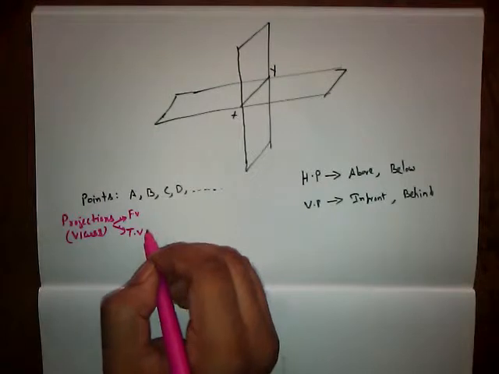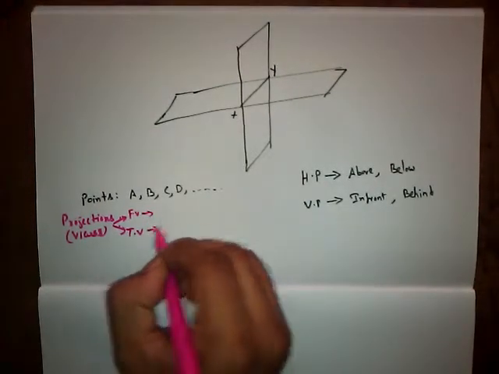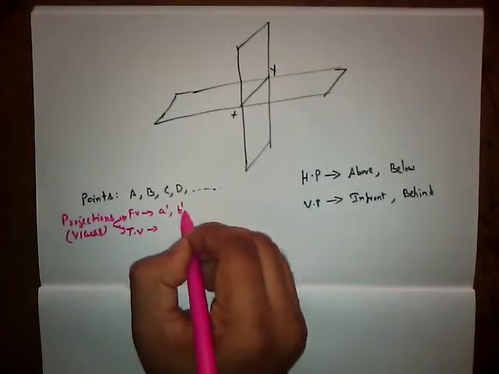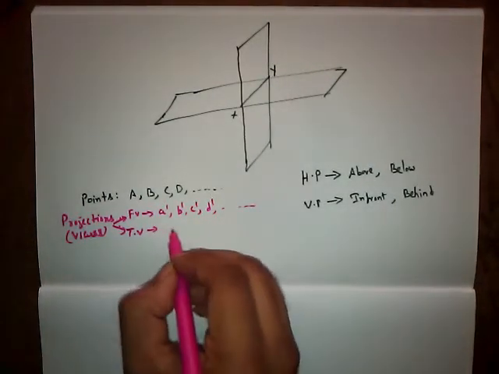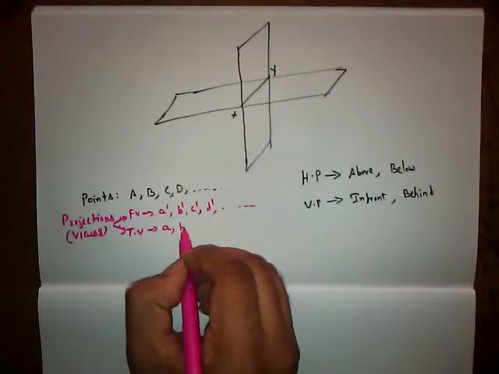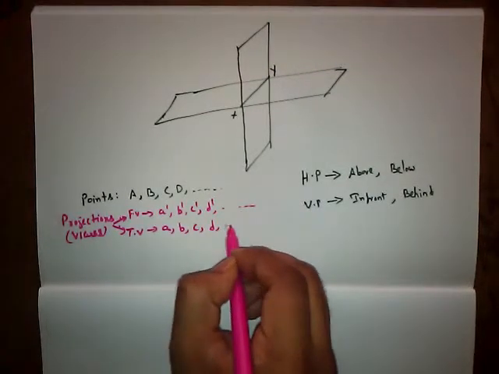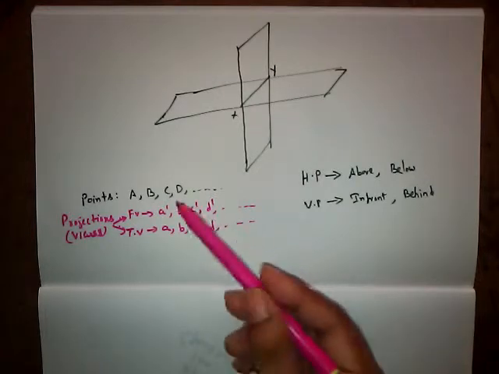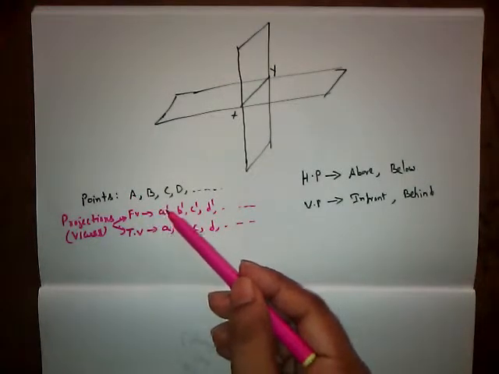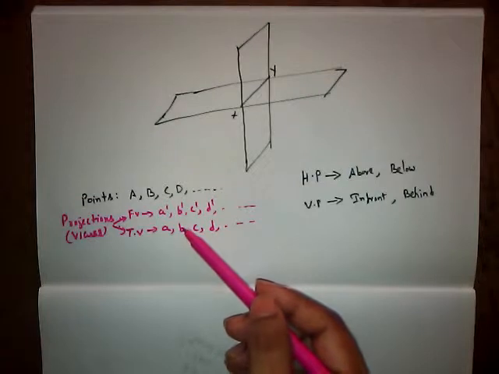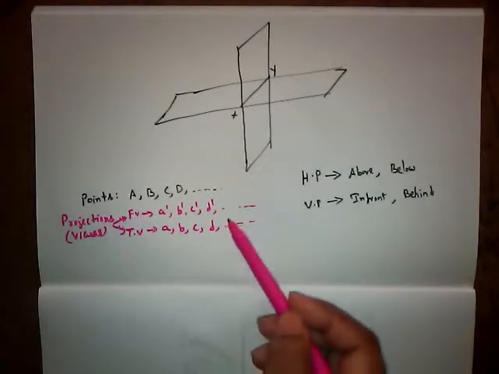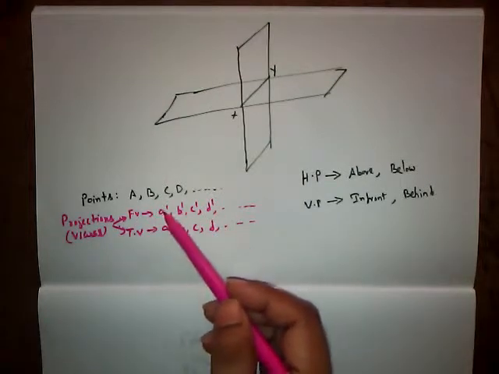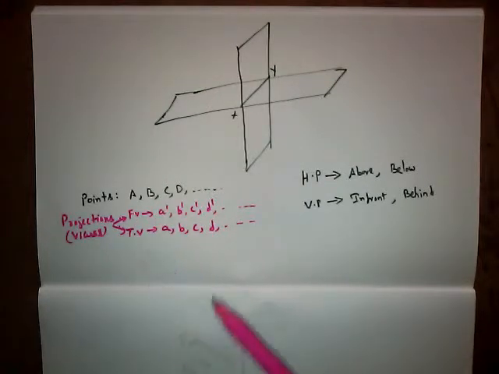Okay, so the front views are designated as small a dash, small b dash, small c dash, small d dash, and so on. And in the same manner, the top views are designated with small a, small b, small c, small d, and so on. So for capital A we have a dash and a, and for capital B we have b dash and b, and so on. So the points are designated in capital letters and their respective views are represented in small letters, where for front views we have a small letter with a dash, and the top view is just a small letter. Okay, this is how we are going to designate.